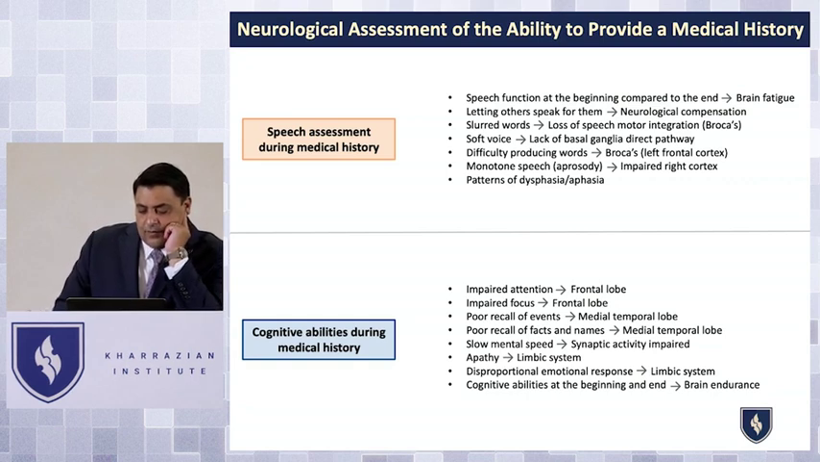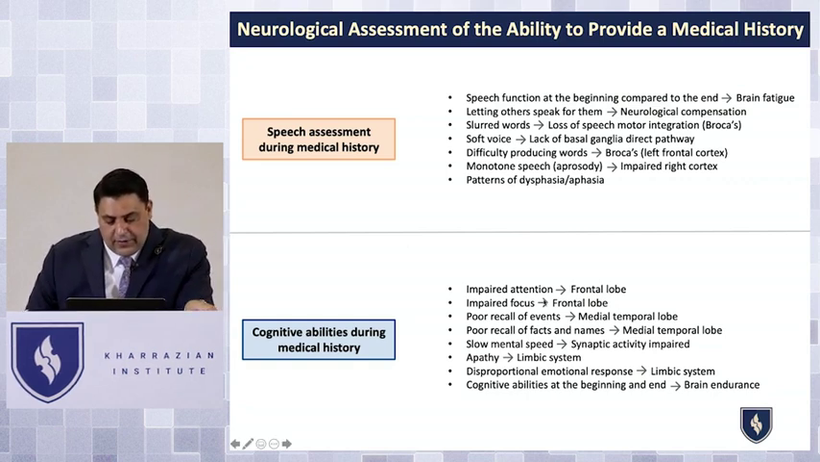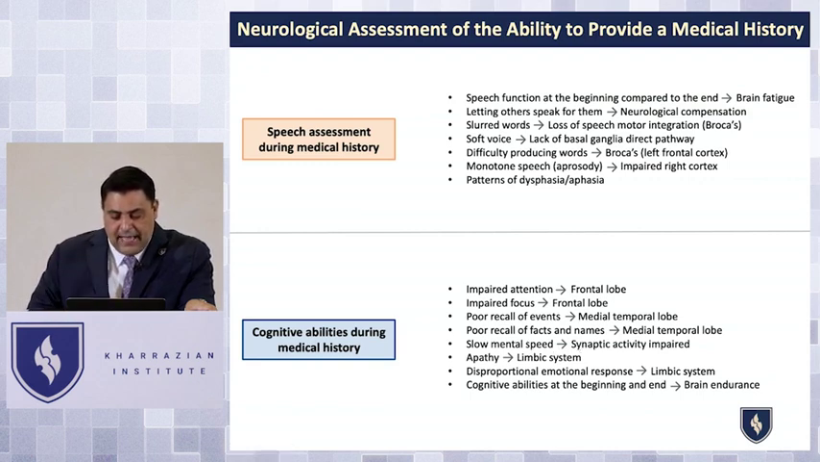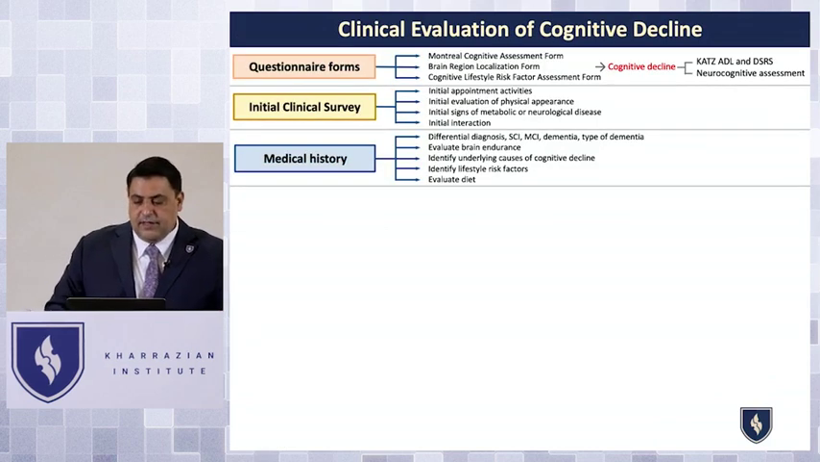And then cognitive abilities in the medical history. The ability to, impaired attention is frontal lobe. Impaired focus is frontal lobe. Poor recall of events is medial temporal lobe. Poor recall of facts and names is medial temporal lobe. Slow mental speed is just their general synaptic activity. Apathy, the limbic system. Disproportional emotional response, like they just tell you something and they start crying like crazy. That's an exaggerated limbic response. Cognitive abilities, the beginning and the end, again, related to brain endurance. So remember that your history isn't just getting information, your history is a way to assess cognitive function as well.